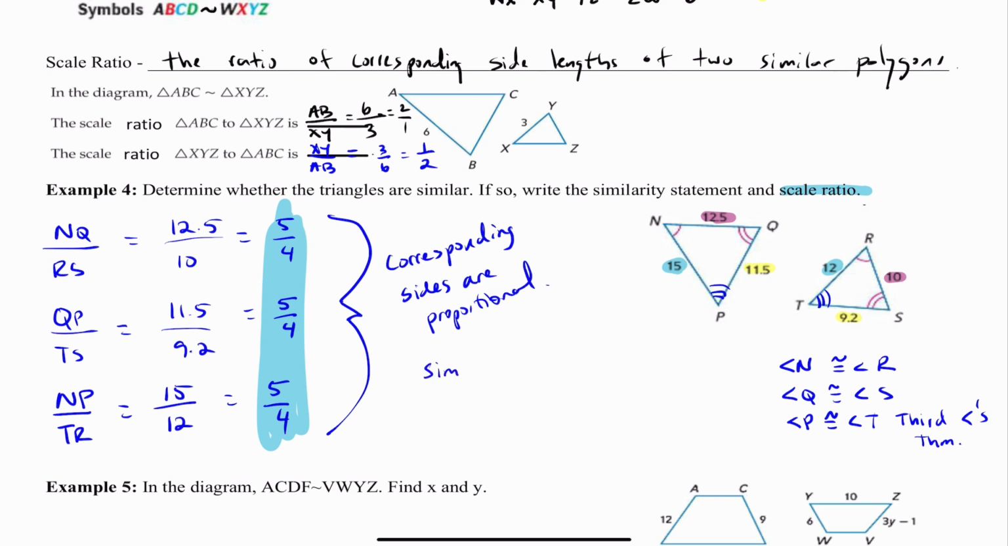So the similarity statement, let's say we'll call this triangle NQP. So triangle NQP is similar to triangle, well, what corresponds with N, R, what corresponds with Q, S, and what corresponds with P, T. So that's how you write a similarity statement.